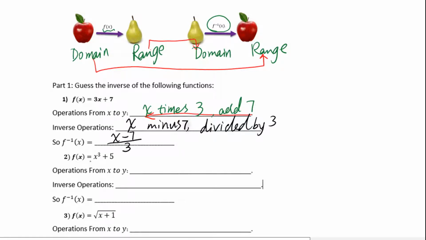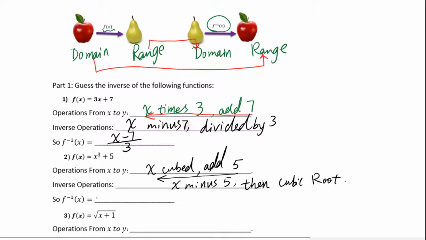For number 2, f of x equals x to the third power plus 5. Operation from x to y, x cubed, then add 5. Inverse operation, backward. Add 5, we will do x minus 5. Cubed, we will do cubic root. So inverse of f of x will be x minus 5, then cubic root.